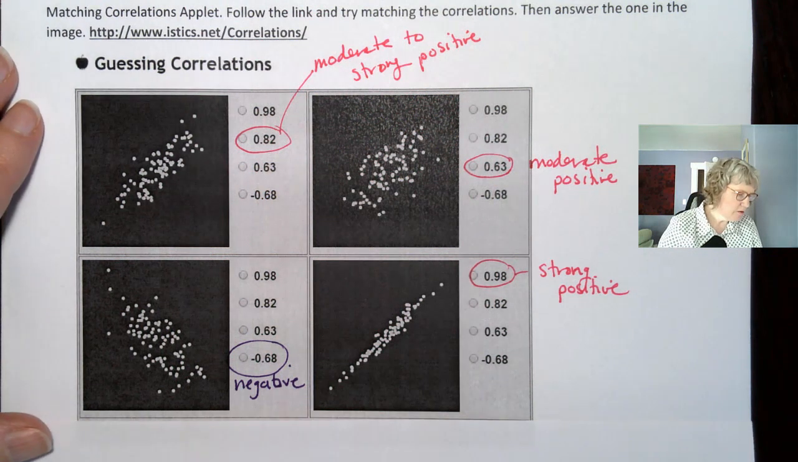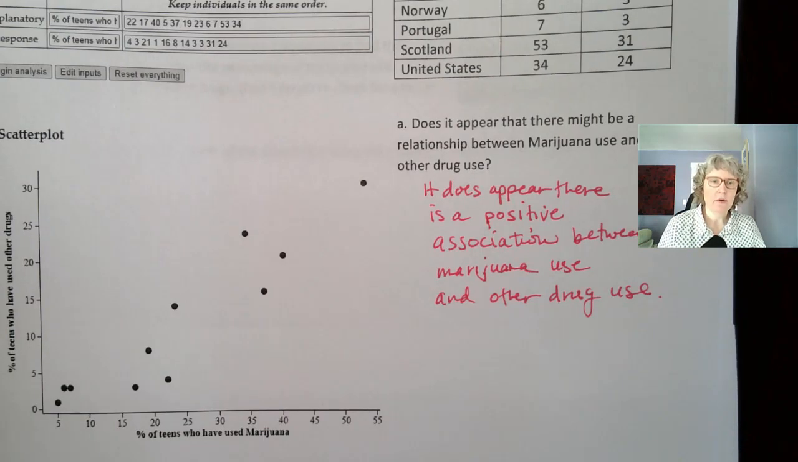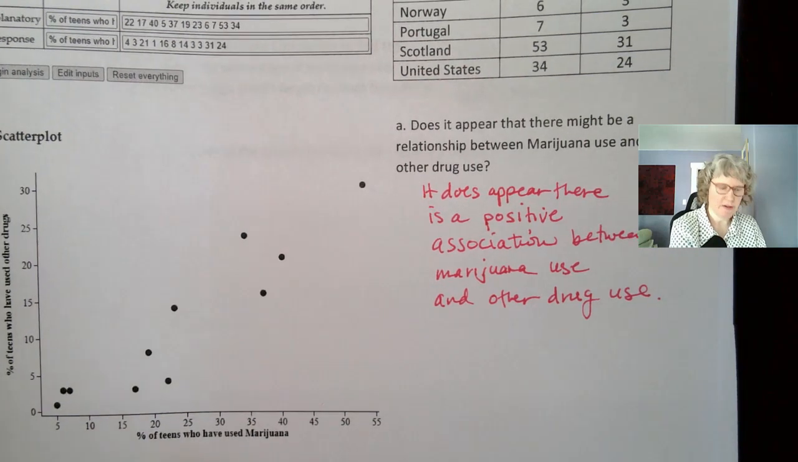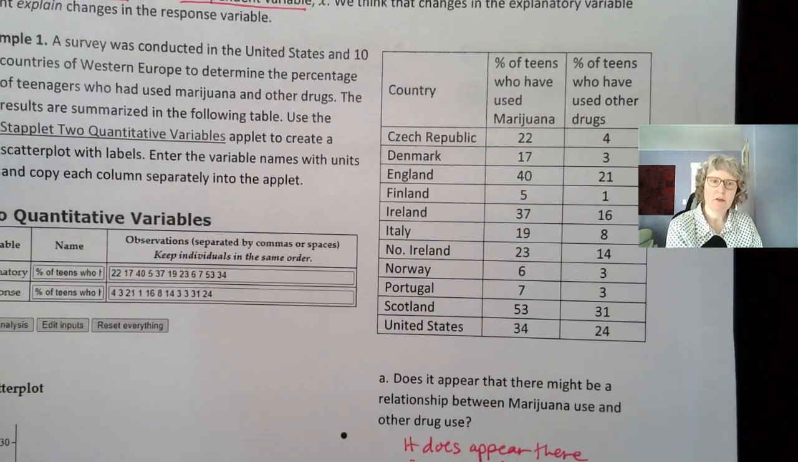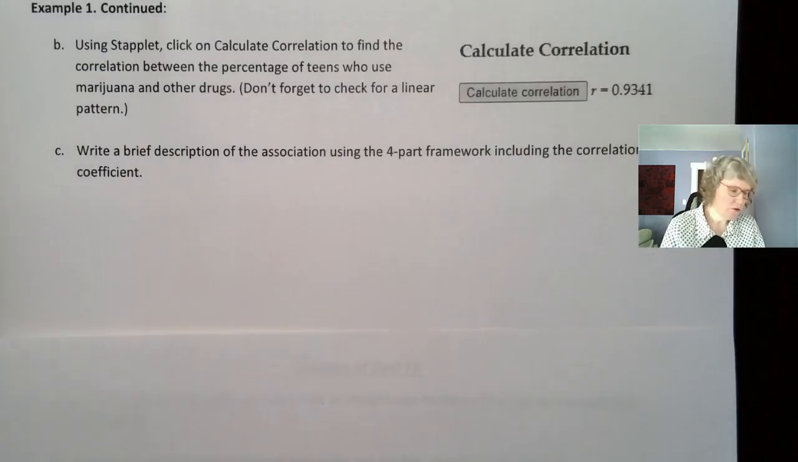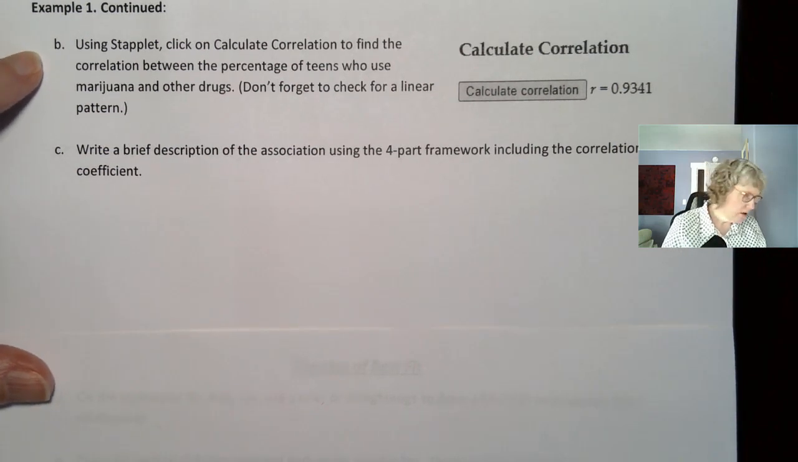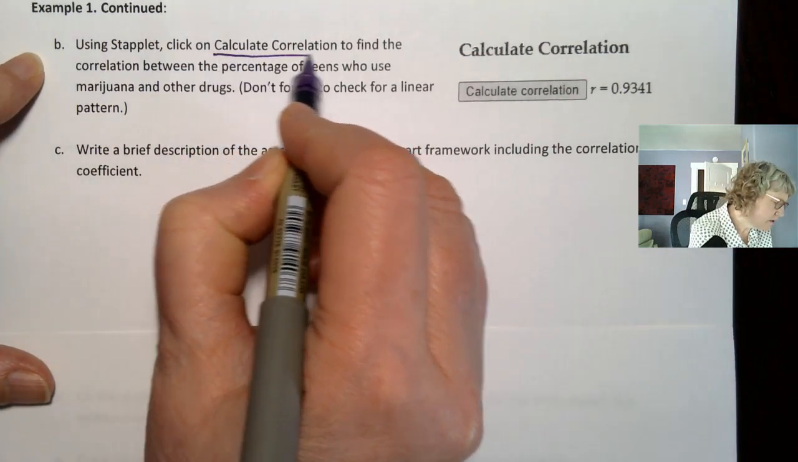I want to go to the next page because we put in some data to make a scatter plot of the drug usage in the US and some countries in Western Europe. So let me switch my page real quick. Okay, so here's the first page where we made our scatter plot, and we have the data right here. And then on this notes page, I have directions for you in using the applet. So we've already done part of this. We're going to click on Calculate Correlation.